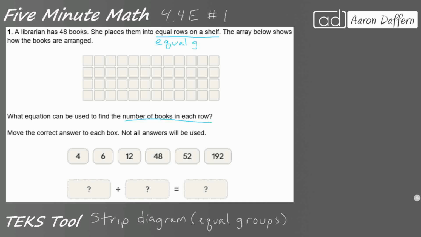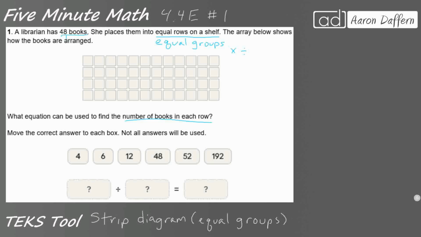And when we see equal groups in a problem, that lets us know that we are looking at either multiplication or division. So let's look at our other quantities and let's try to figure out whether it's the total, the number of groups, or the number in each group. So look at this first statement. The librarian has 48 books.